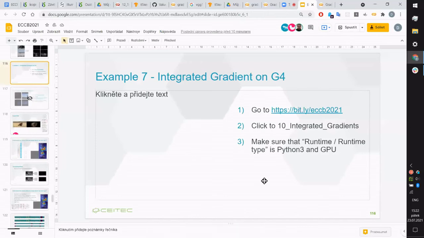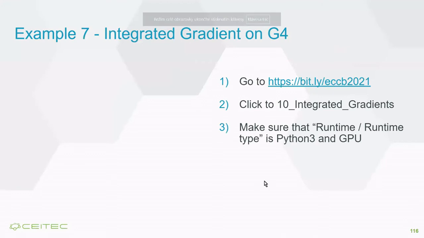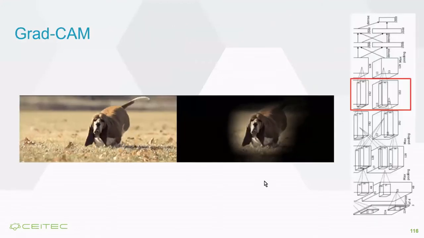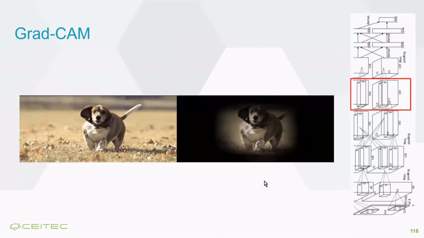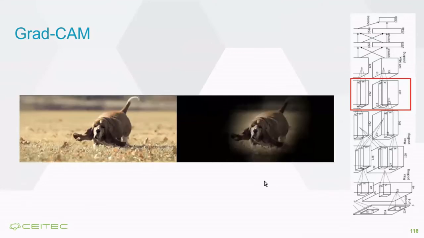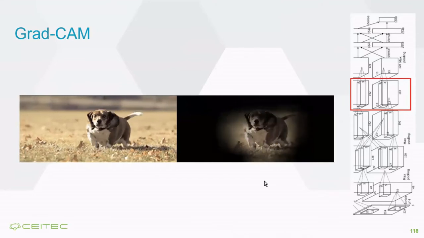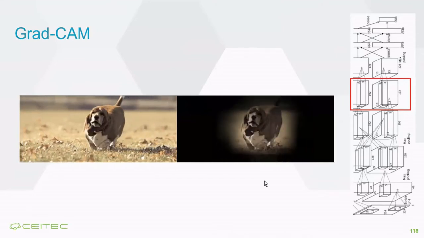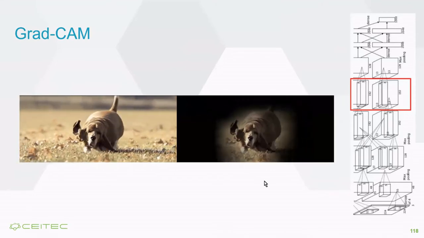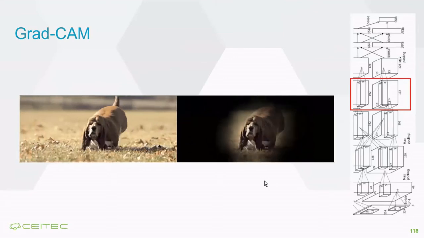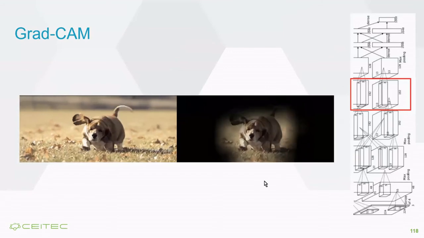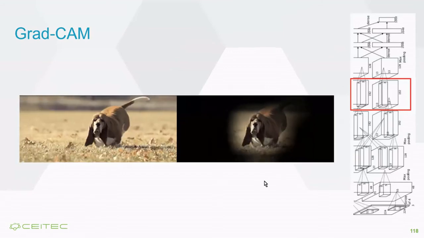So this was an example on integrated gradients, and now we will look at another method. The method is Grad-CAM. The CAM stands for class activation mapping, I believe, and the grad stands for gradient. And this answers the question once again: why do we need model interpretability? And Grad-CAM says to make cool animations.